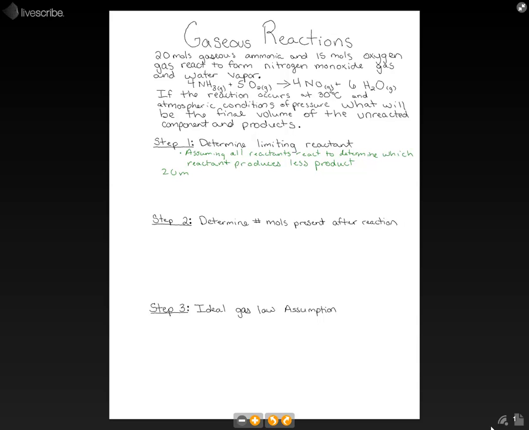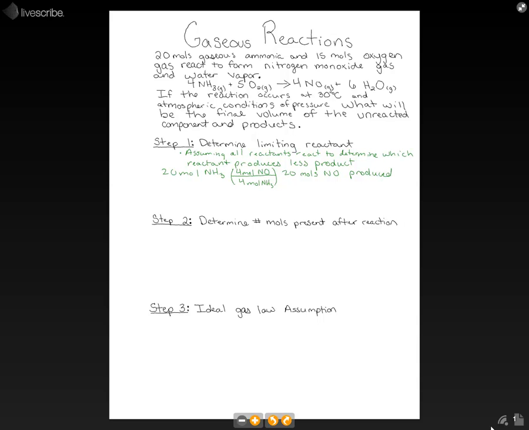So we have 20 moles of NH3, and if we look at our balanced equation, we can see for 4 moles of NH3 we're going to produce 4 moles of NO. So that's going to leave us with 20 moles NO produced.